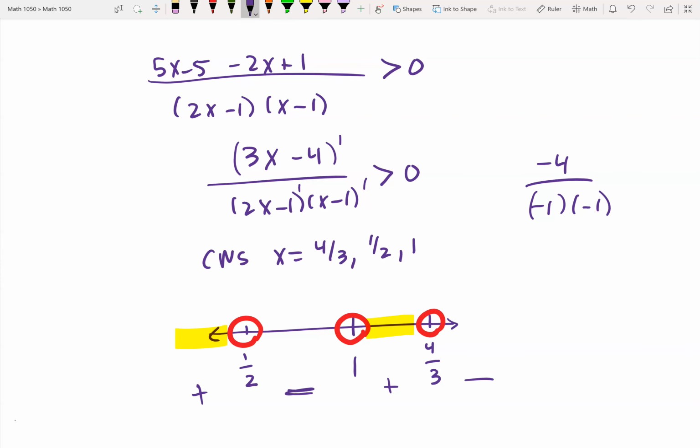So my answer in interval form is negative infinity to 1/2 with the parenthesis. Please don't forget your u. 1 to 4/3 with the parenthesis, and you're done. If you forget your u, they take off a lot of points. Okay, question 23.